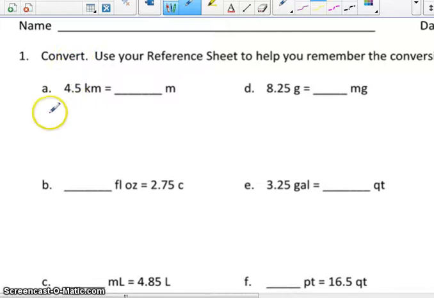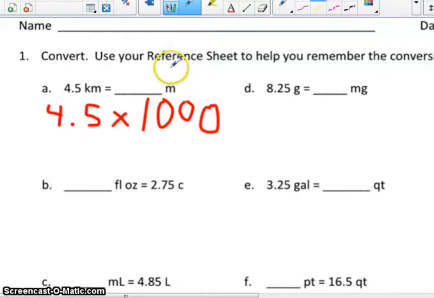Okay. 4.5 kilometers. Kilometers are huge. They're like miles. Meters is like a meter stick. It's not that big. So this number is going to be way bigger than 4.5. Whatever the number is, you just times 1,000 to get to meters.